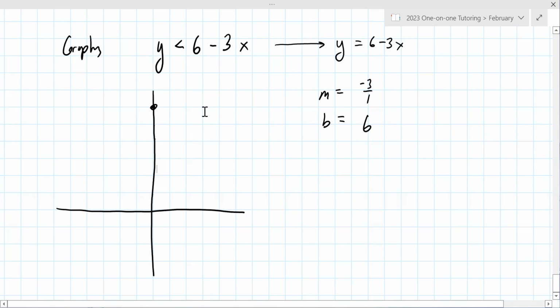Go down 3, to the right 1. 1, 2, 3, right 1, 1, 2, 3, right 1. Okay, now is it a solid or a dashed line? Dash. Yeah, and you might even write that in the beginning.